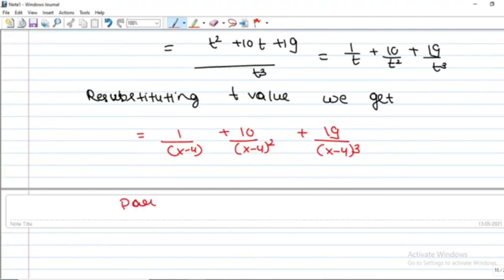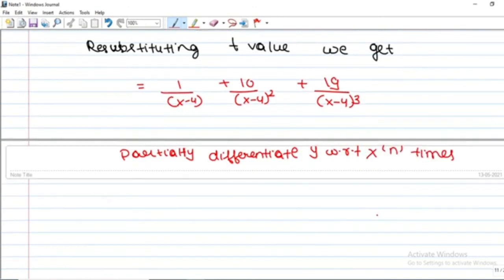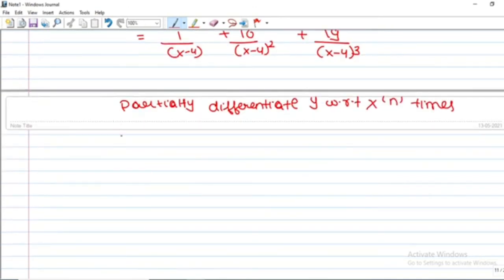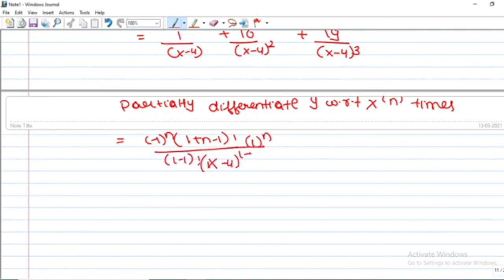Now differentiate y with respect to x n times. What we are going to get is something like this. This will be (-1)^n into (1+n-1)! into 1^n, the whole upon (1-1)! into (x-4) the whole power (1+n).